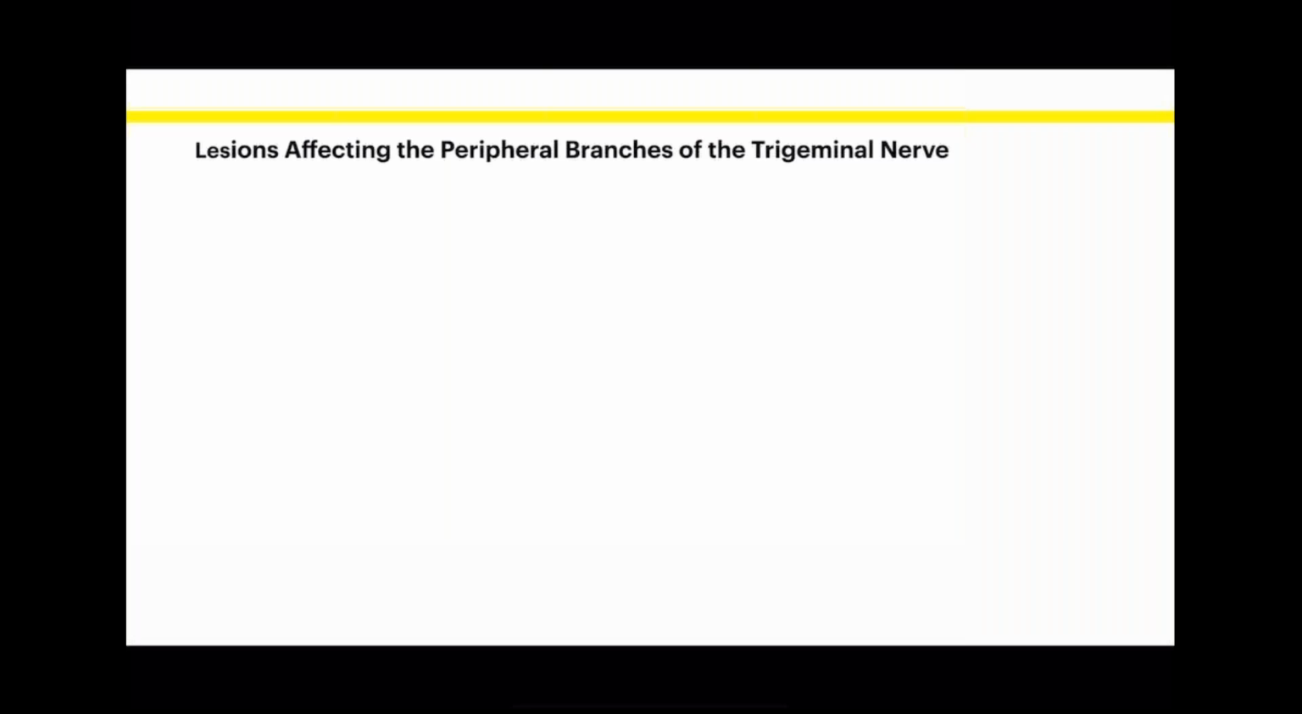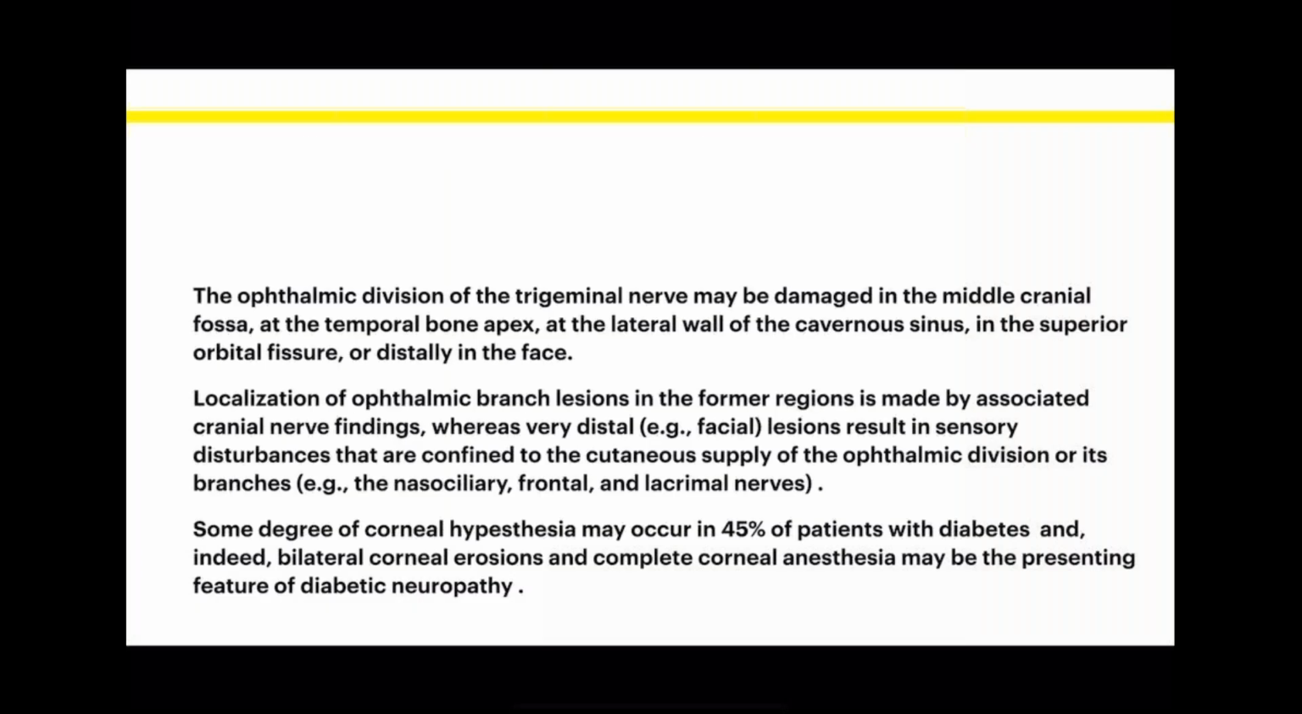Moving last to the lesions affecting the peripheral branches of the trigeminal nerves. First, the ophthalmic division. If you want to think about the peripheral division of each nerve, just remember the course and where it runs and the surrounding areas. So again, it may be damaged in the course of the middle cranial fossa and the temporal bone. So anything that happens there, from trauma, a tumor, infection, anything localized, will cause a problem.